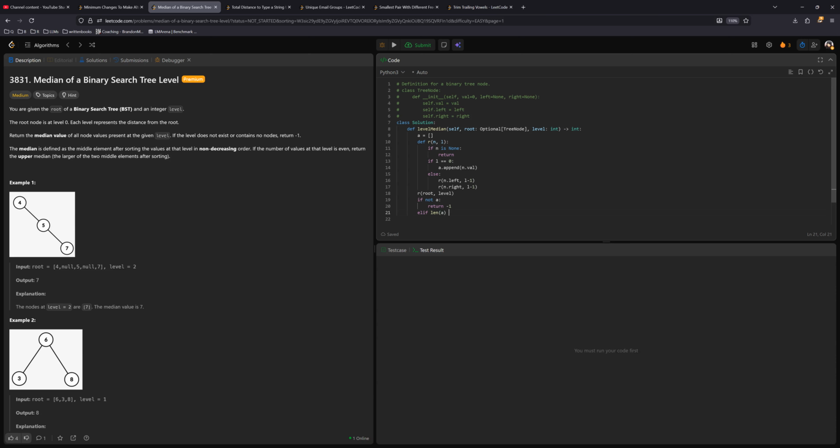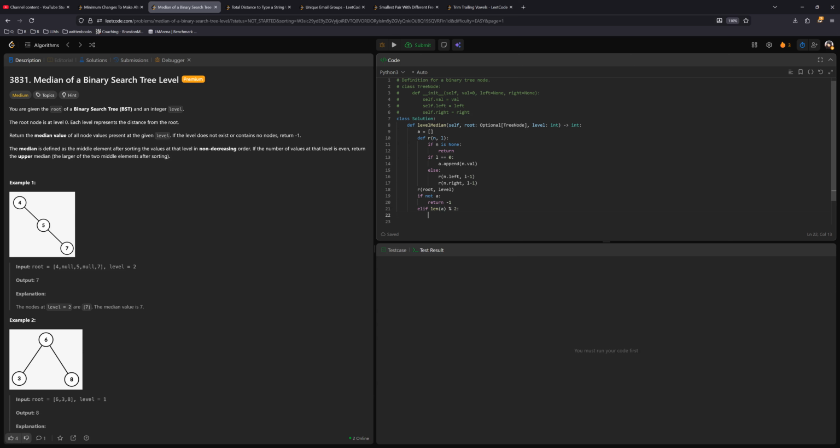If length of A, so if it's odd, so let's think about it. If it's length 1, then we'd want 0. If it's length 3, then we would want 1. Yeah, so it's just return A of length of A integer divided by 2.